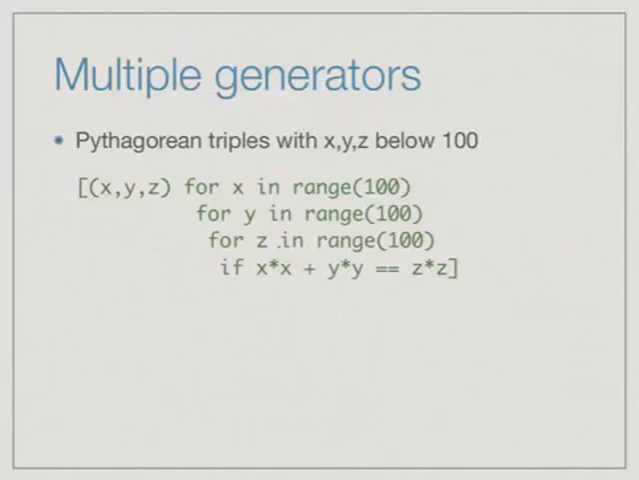So it's simple enough. You write it with multiple fors. So you say I want x, y, z for x in range 100, for y in range 100, for z in range 100, provided x squared plus y squared is equal to z squared. So that's written with the if. Now, just to fit on the slide, I have split it up into multiple lines, but actually this will be a single line of Python code.